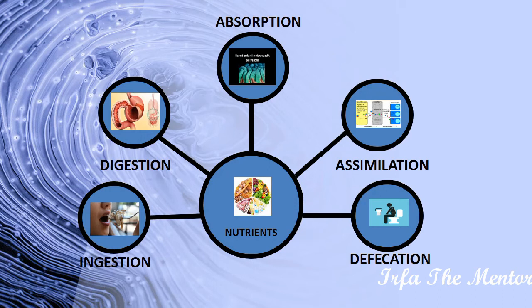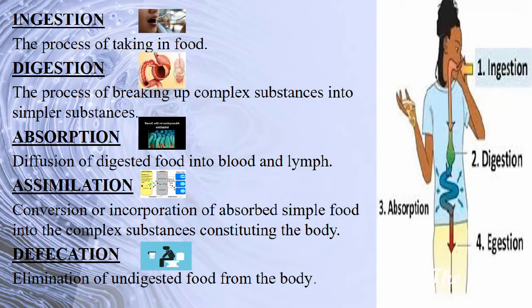So we can say that the nutrients have the following 5 phases. Number 1 is ingestion, number 2 is digestion, number 3 is absorption, number 4 is assimilation, and number 5 is defecation. Here we will discuss one by one. What is ingestion? The process of taking in food, the food which we are eating.